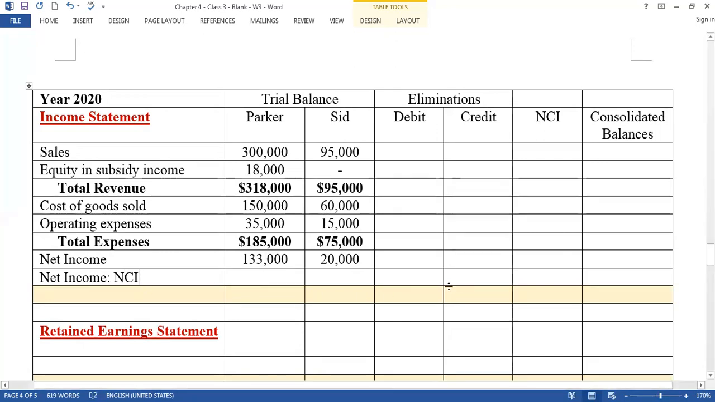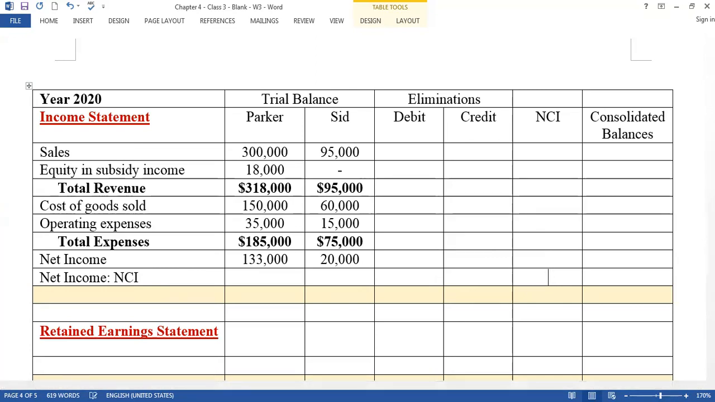So what should be the net income of NCI? We will write this number later on. I will show you later. But we have to write something here, because you can guess this number now. If the subsidiary's income is $20,000, 90% is our parent and 10% is subsidiary, so you can guess this number is $2,000. I will show you later on, because we have to go step by step.